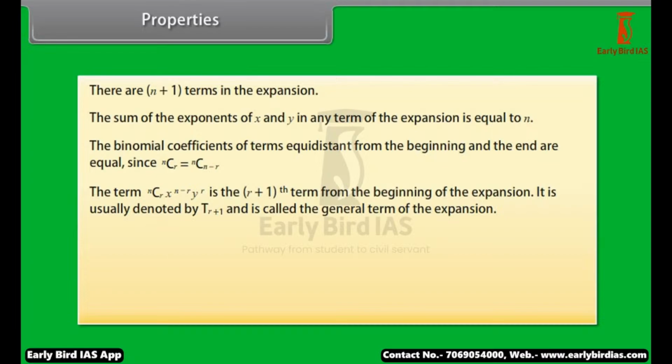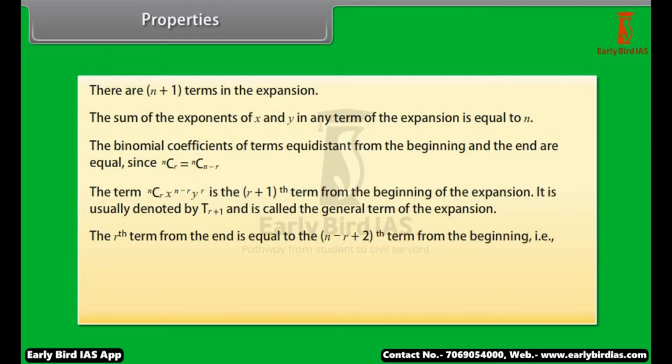The term nCr times x^(n-r) times y^r is the (r+1)th term from the beginning of the expansion. It is usually denoted by T(r+1) and is called the general term of the expansion. The rth term from the end is equal to the (n-r+2)th term from the beginning. That is, nC(n-r+1) times x^(r-1) times y^(n-r+1).